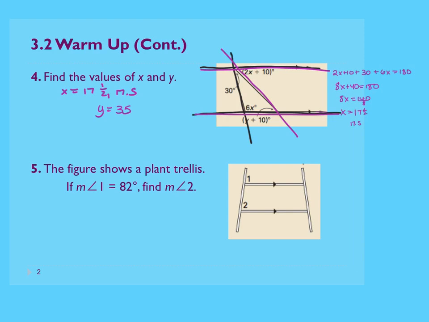Okay, number 5 says the figure shows a plant trellis. If the measure of angle 1, which is here, is 82 degrees, find the measure of angle 2. What's the answer? 98 degrees. Why? Because what I did was 2 would be an alternate interior, I just drew a 3, and then I just said that would equal 100.